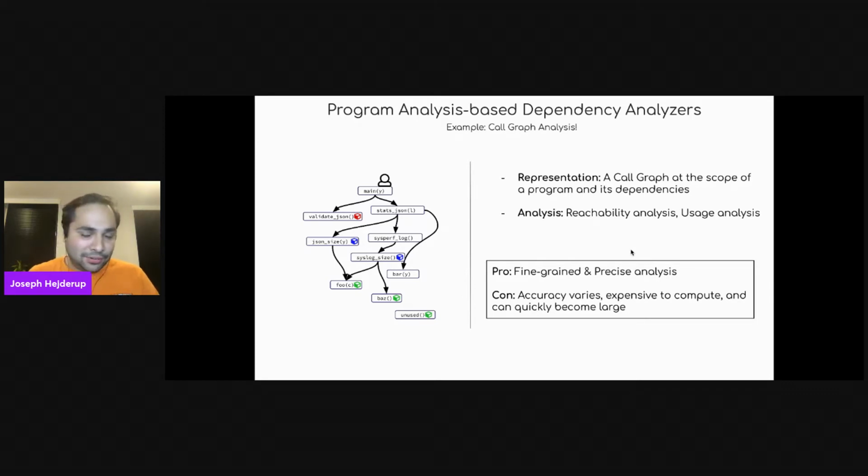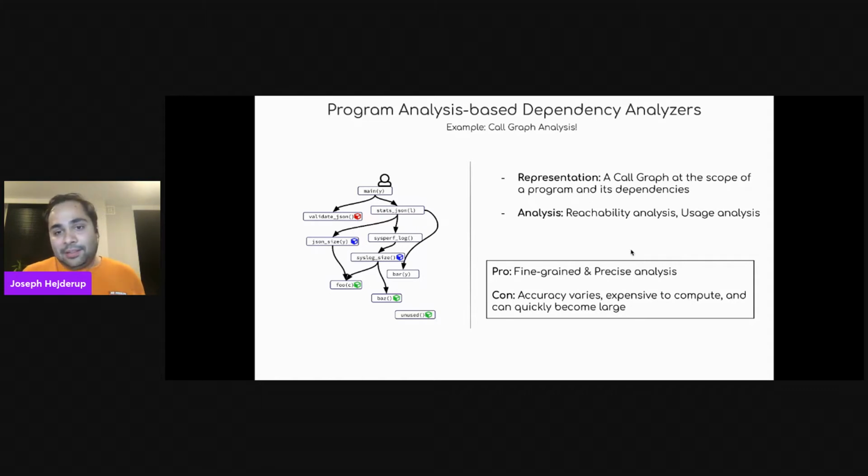As I was saying with the unused example, you kind of know what things you are using from the libraries that you have imported. The pro, of course, is that it's fine-grained and has precise analysis. The con, on the other hand, is that the accuracy varies. That is, for example, in relation to using a dynamic language like Python or JavaScript. Or also, in general, you might have projects that heavily use code generation, etc., and call graph generators might not be able to capture those function calls.